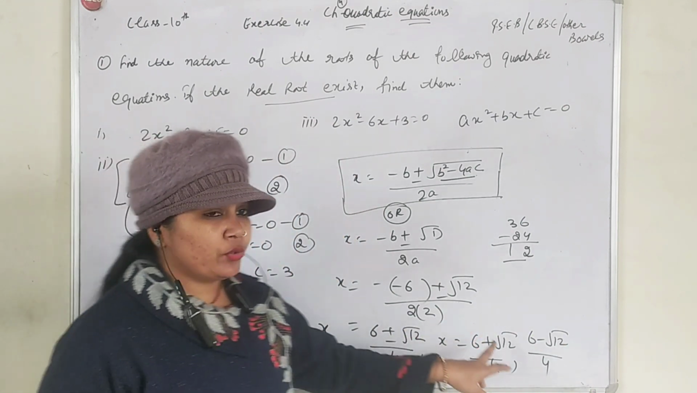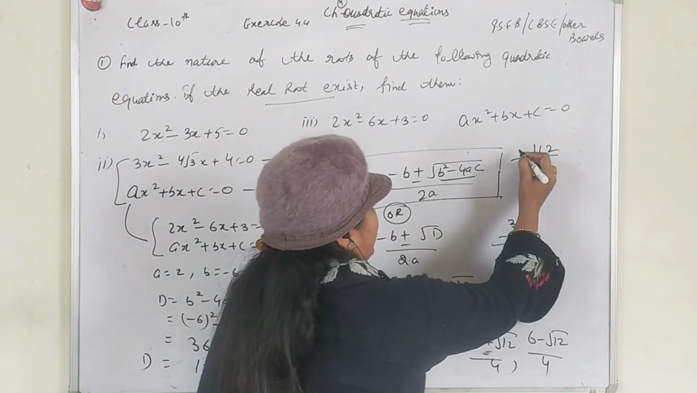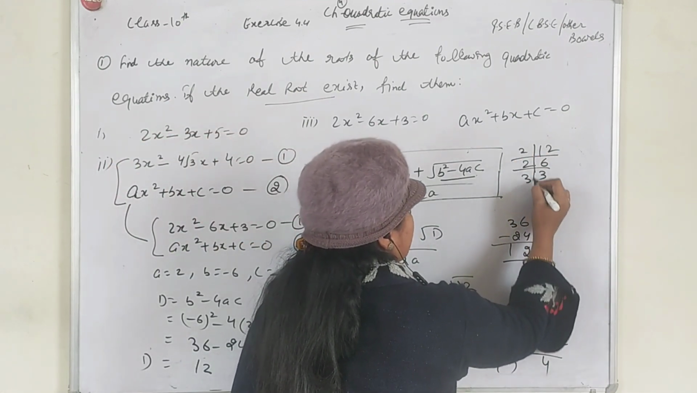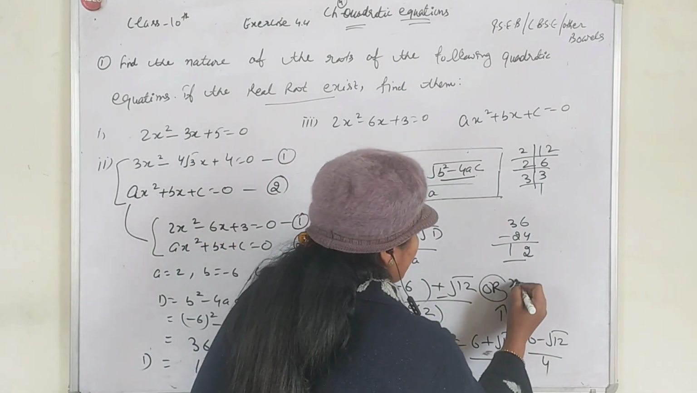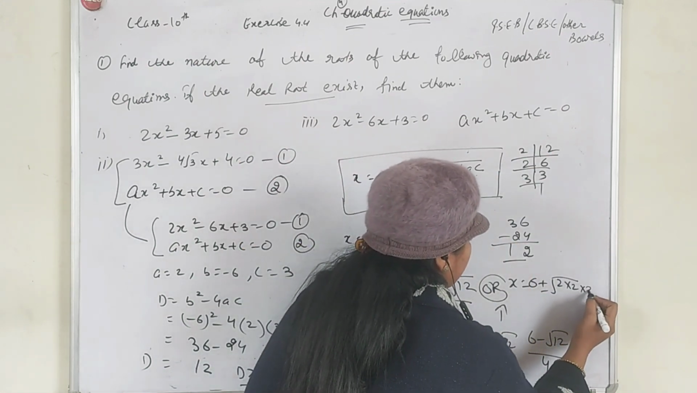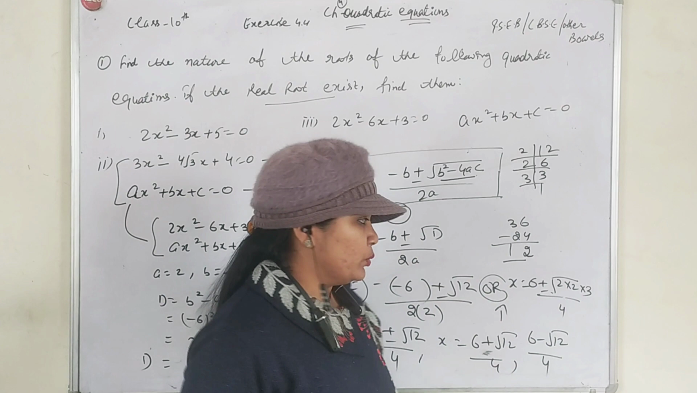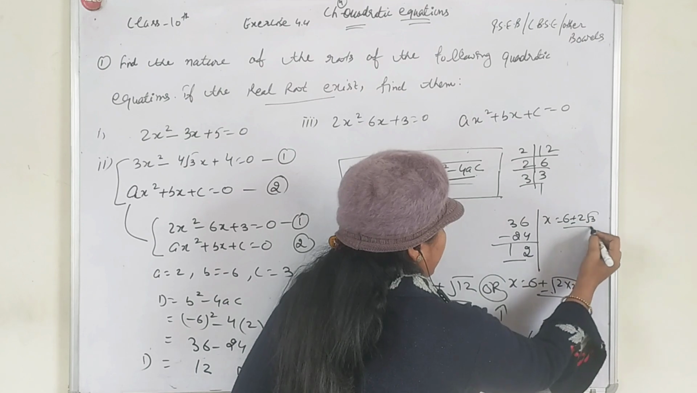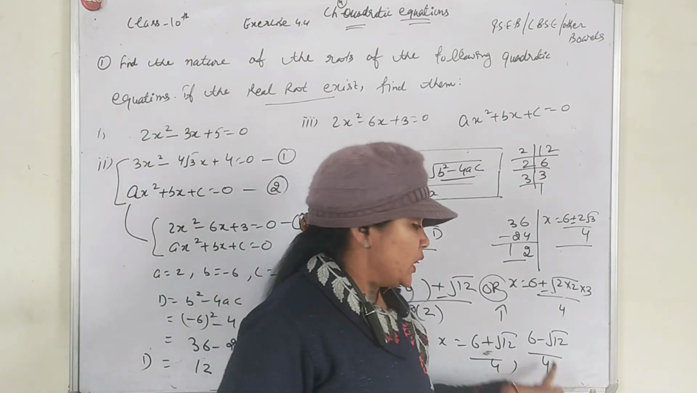How can we solve the value of √12? We can solve √12 by the factorization method. We factorize 12: 2 × 6 is 12, 2 × 3 is 6, 3 × 1 is 3. So we can write this in this form: x = (6 ± √(2 × 2 × 3)) / 4. Here we can take 2 out of the square root, so I can write x = (6 ± 2√3) / 4. These are the answers, the two values of x, this one and this one.